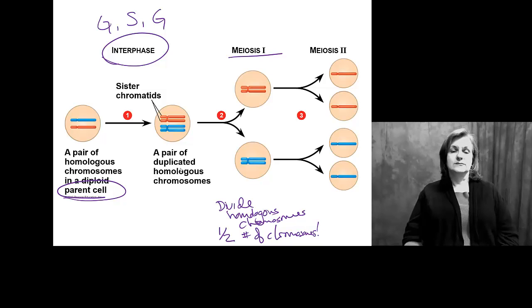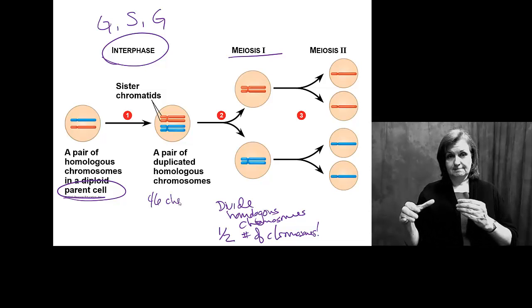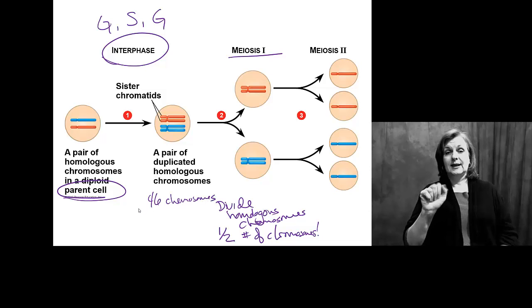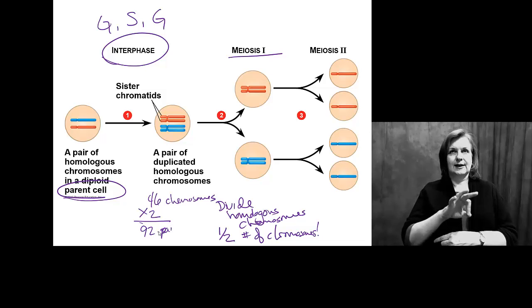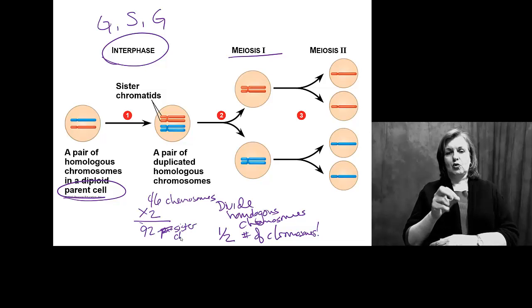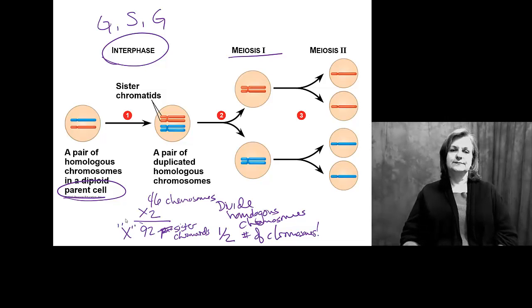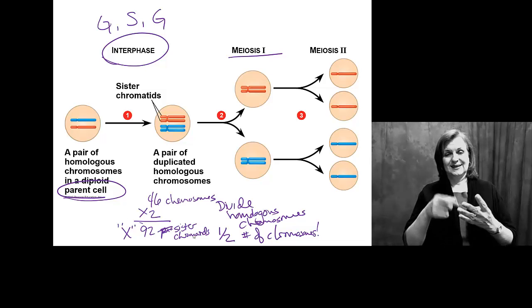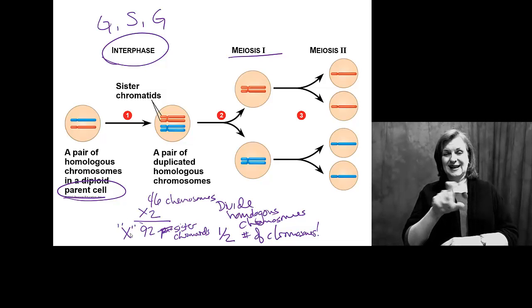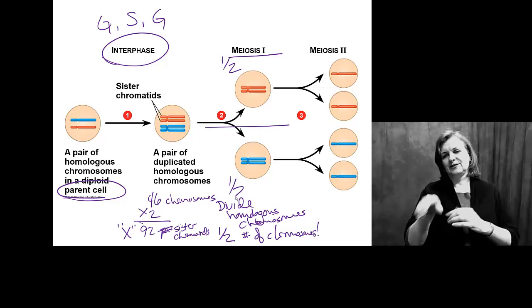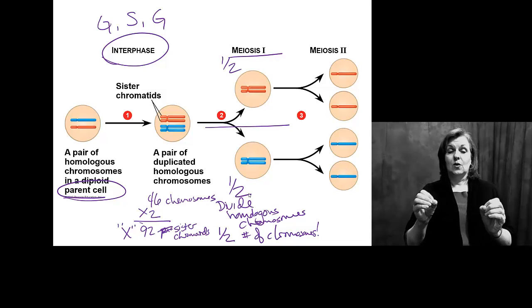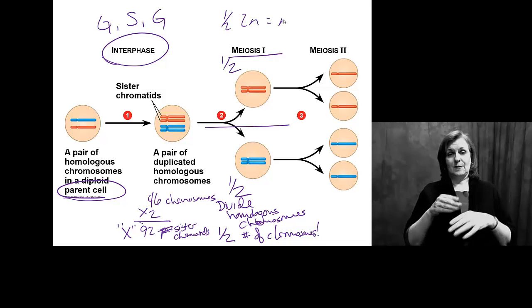If we have 46 chromosomes in you, and you do DNA replication, you end up with 92 sister chromatids, those X's, right? Well, when we do this, we're actually going to look at these sister chromatid X's as being these homologous chromosomes, and when we divide them, we're going to send half of them to one side and half to the other side into two new cells. So if you take 1/2 of 2n, you get 1n.